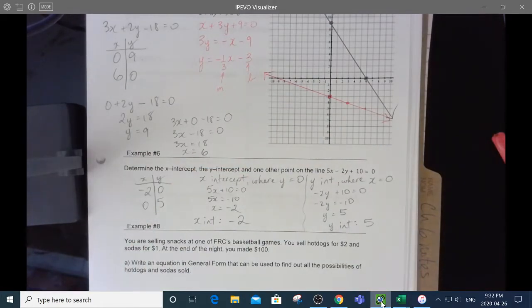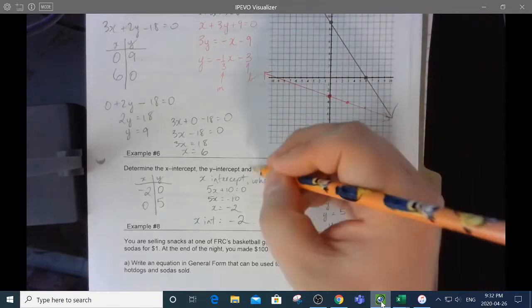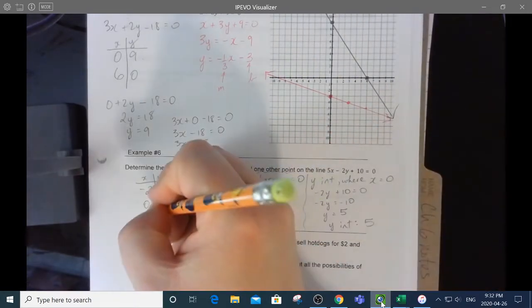And then it said, and I'm kind of out of room here, so maybe I might have to flip over and do this in the back or something, or use loose leaf, but one other point. Well, let's see.